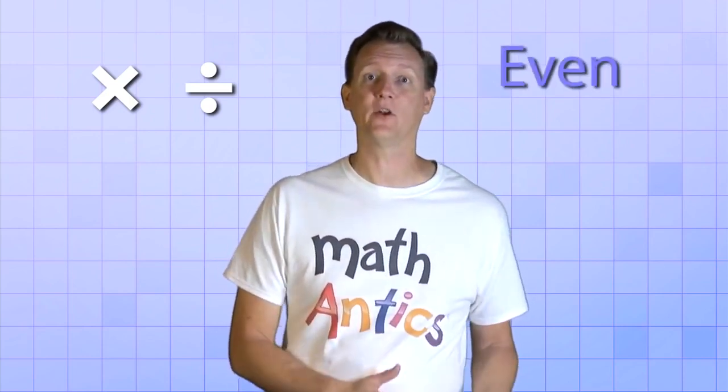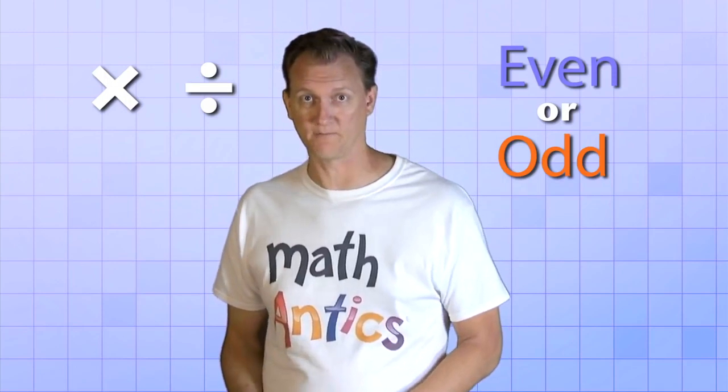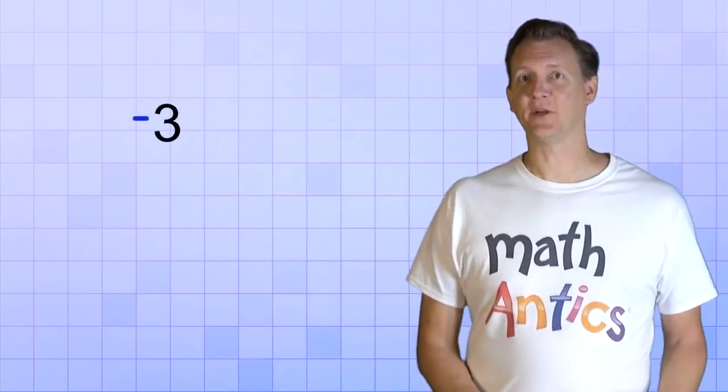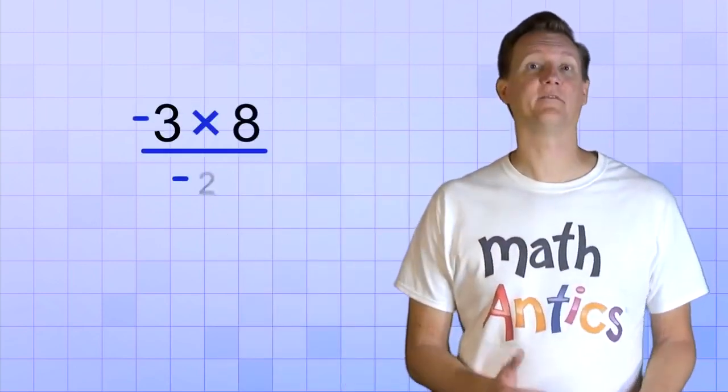In these problems, we're going to be combining both multiplication and division. And the good news is that it doesn't matter whether a negative factor is being multiplied or divided. You still get to count it when figuring out if you have an even or an odd number of factors. How about this one? Negative 3 times 8 over negative 2.